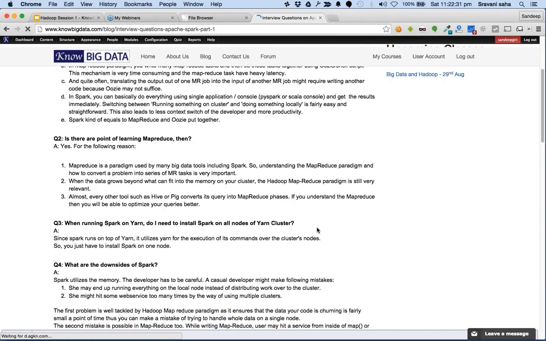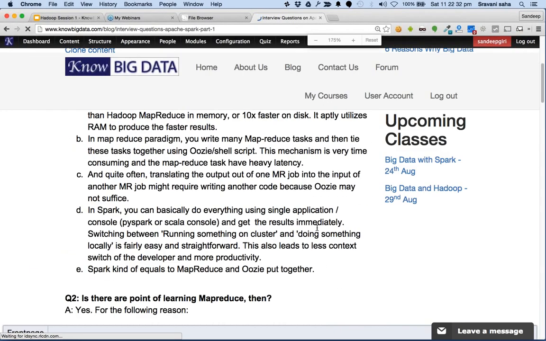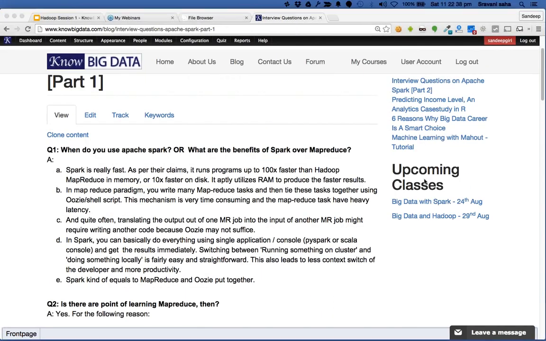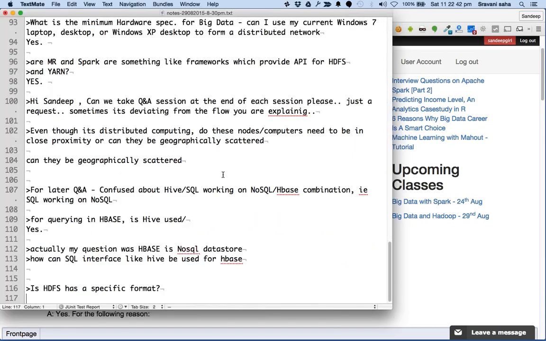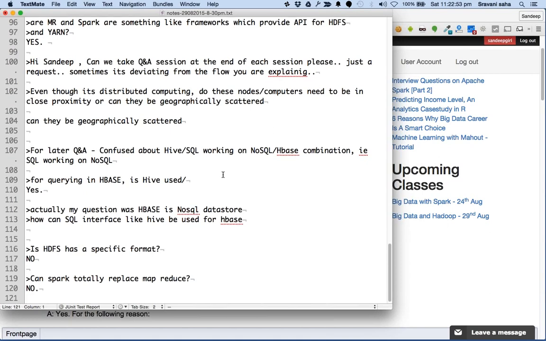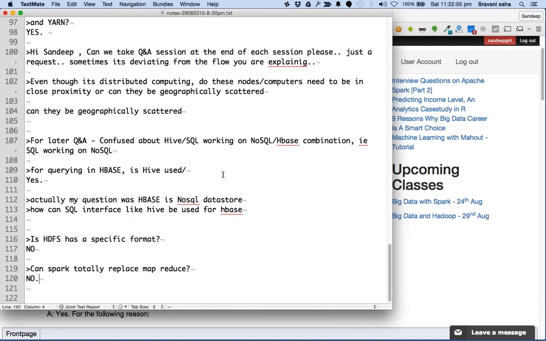All right, so here there are really good reasons on Spark. Now, coming back to Lloyd's question, can Spark totally replace MapReduce? The answer is, I don't think so. But you never know what happens next. For most of it, it has replaced MapReduce, but in some cases, MapReduce is still very relevant.